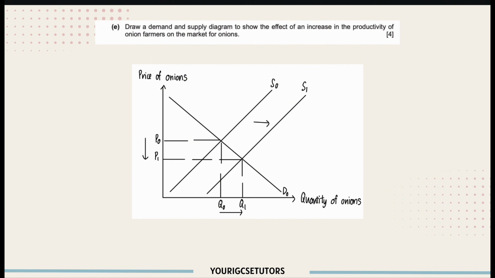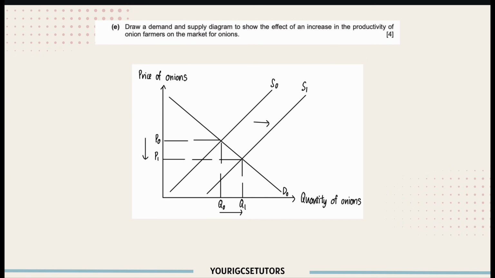Question E. Draw a demand and supply diagram to show the effect of an increase in the productivity of onion farmers on the market for onions. So for this one is pretty direct. You just draw the diagram and label. On the x-axis here, you need to label quantity of onions, and for the y-axis you need to label price of onions. And when there is an increase in productivity, the supply curve will shift rightwards.